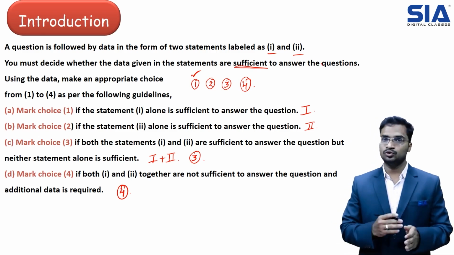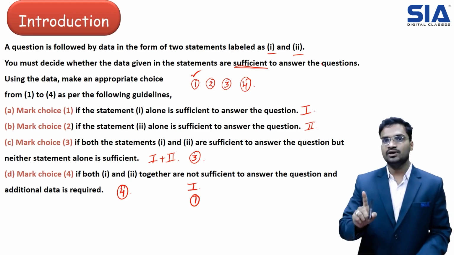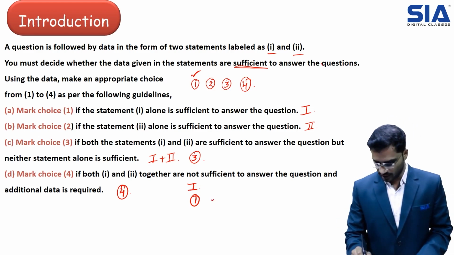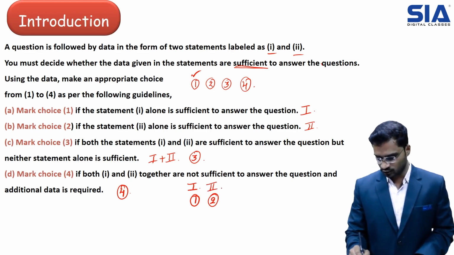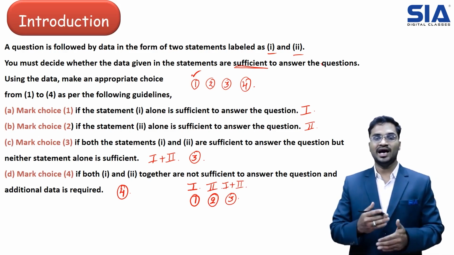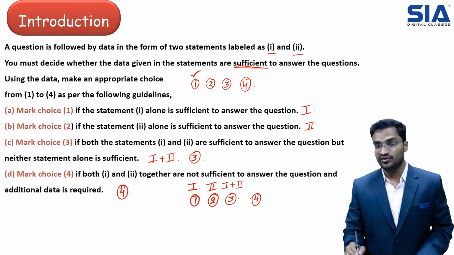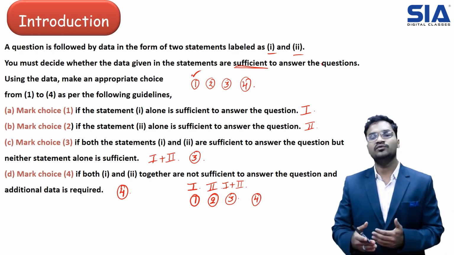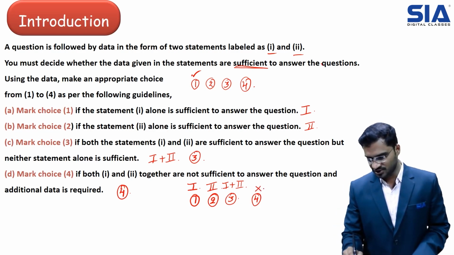Let us go through this once. I have to select option 1 when only statement 1 is sufficient to answer the question. I have to select option 2 when only the second statement is sufficient to answer. I have to select the third option when both the first statement and second statement have to be used to solve this question. And last, when both of these statements have been used and we have not reached our answer, then we have to select option 4.